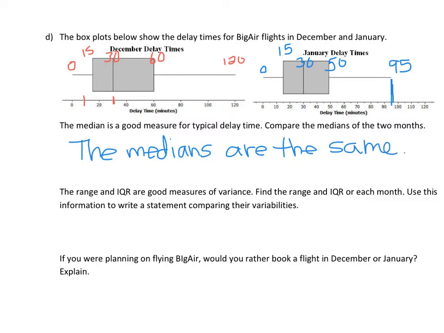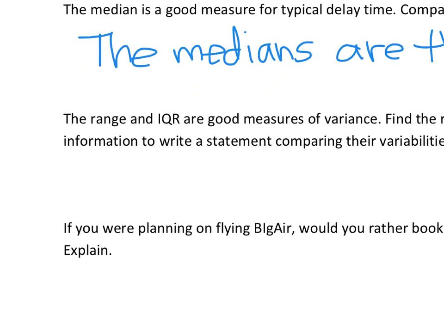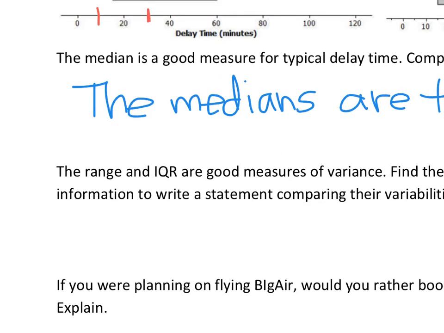The range and IQR are good measures of variance. Find the range and IQR for each month. Use this information to write a statement comparing their variabilities. So the range is your largest value minus your lowest value. Let's do December first. The largest value we had was 120, and the smallest value we had was 0. Subtract those, and we get 120 as the range.